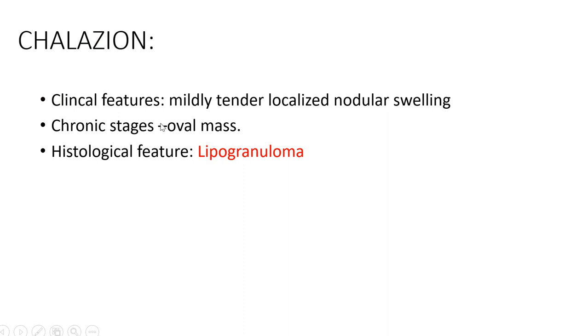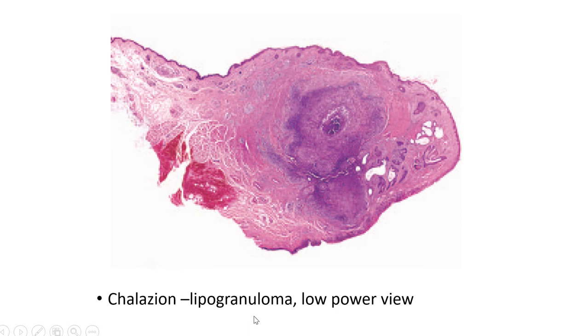Now in chalazion, first a tender swelling is noted, and later it becomes a non-tender oval mass present in the eyelid. When you excise the mass and see it under the microscope, what you will typically see is the presence of lipogranulomas. Here is a low power view of the lipogranuloma, where you can see lipid or adipocyte material, and surrounding that there is a granuloma.